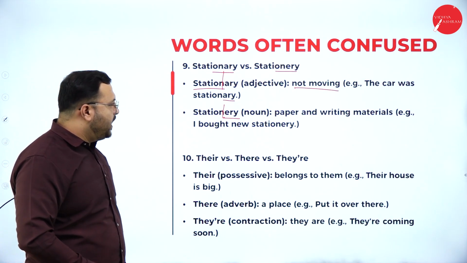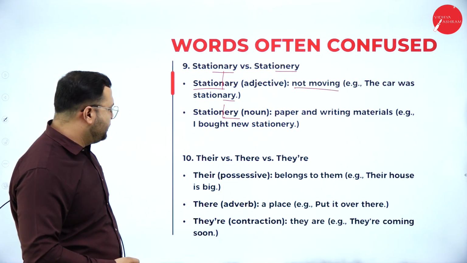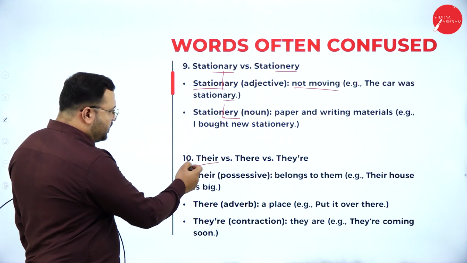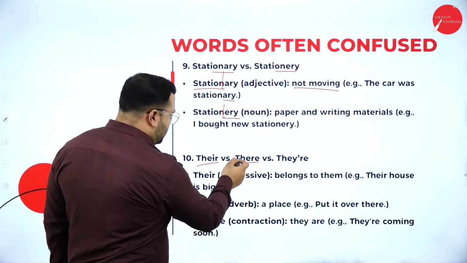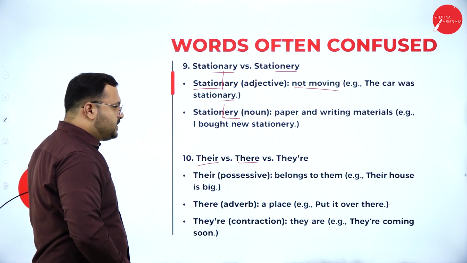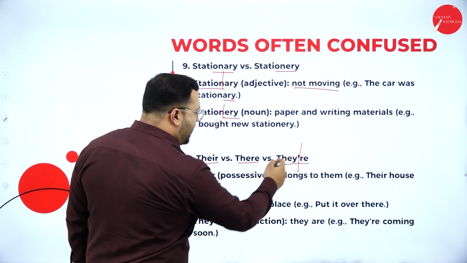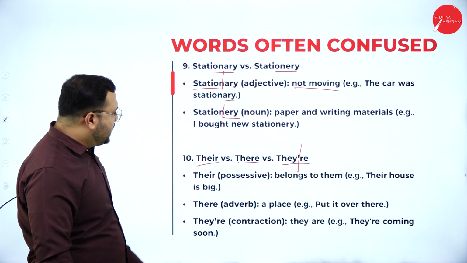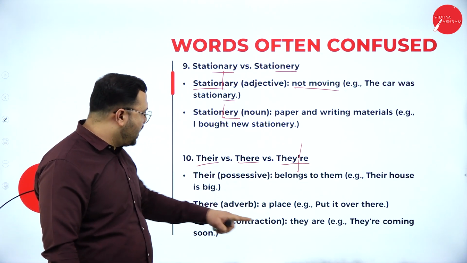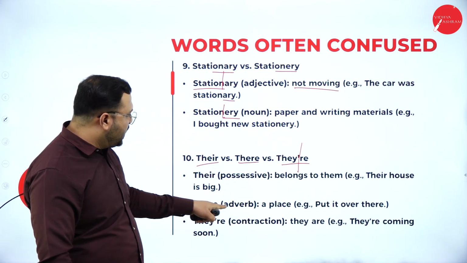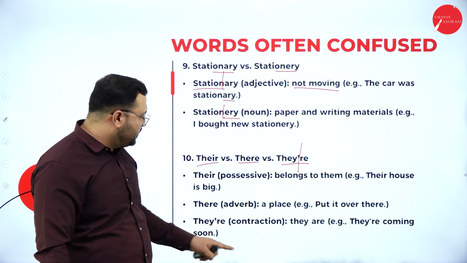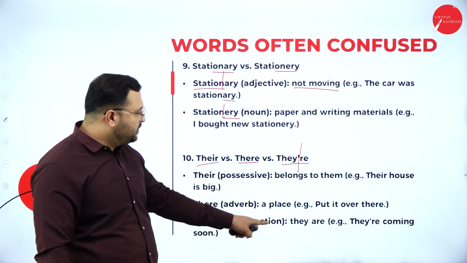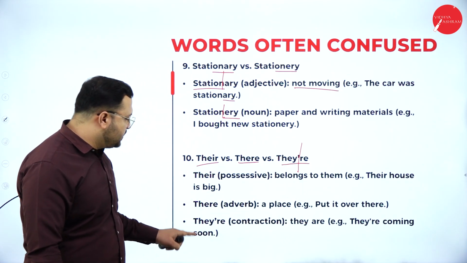Next, there and their versus they're. So there, adverb, a place. Their, possessive, belongs to them. Their house is big. There, adverb, a place, put it over there. They're, contraction, that means they are. They're coming soon.